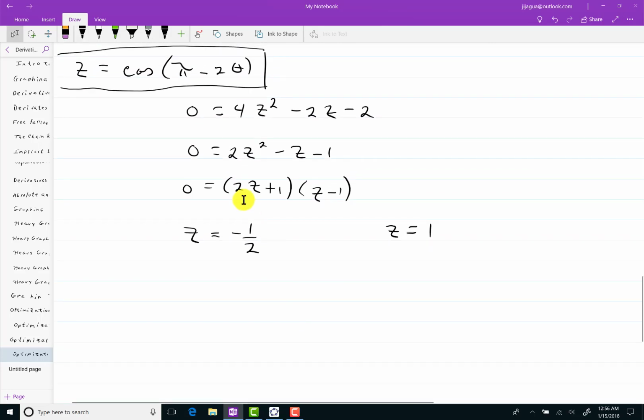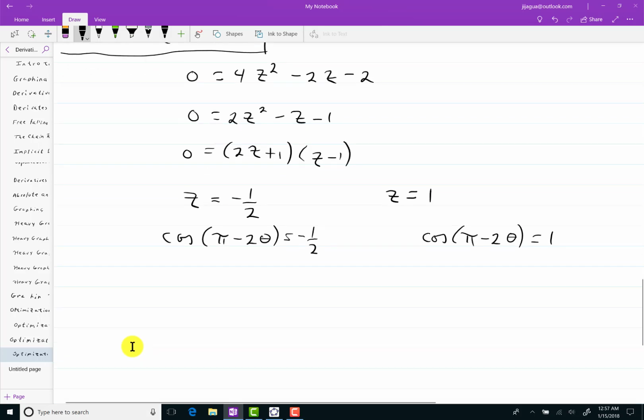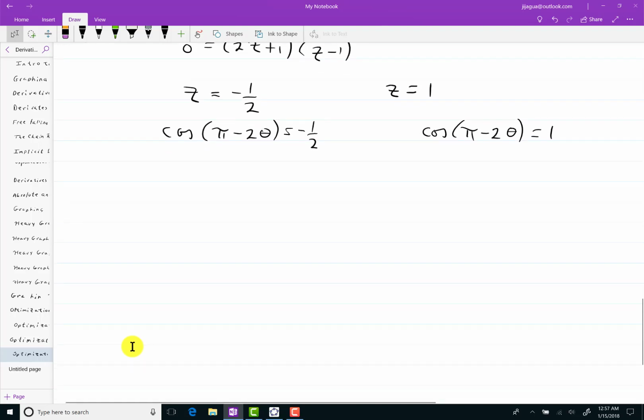Now I can go back and replace z with my cosine expression. So I get cosine of pi minus 2 theta equals negative 1/2, and cosine of pi minus 2 theta equals 1. Well, keep in mind, I'm dealing in the first quadrant with my thetas, so as far as solving anything, since I have a 2 theta, the most I should probably venture out is up to pi, because then when I divide by 2 to solve for it, I'll be within 0 to pi over 2.